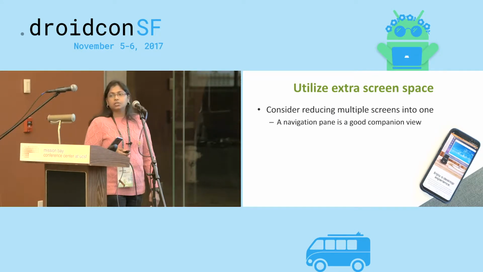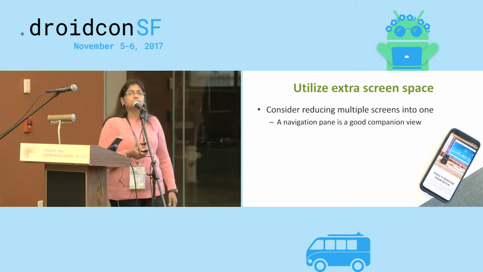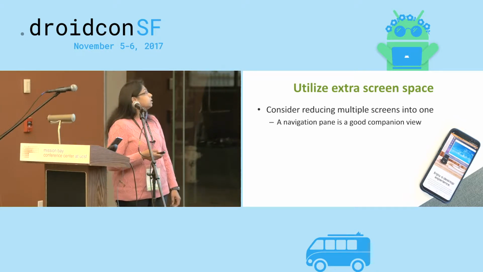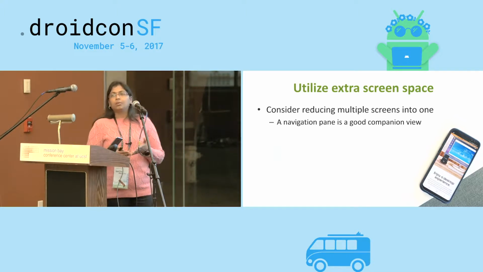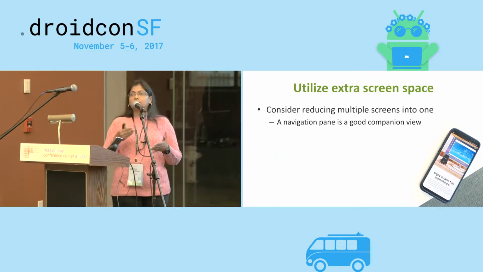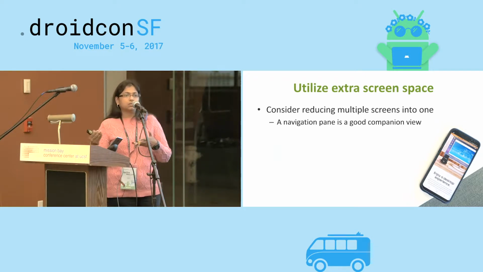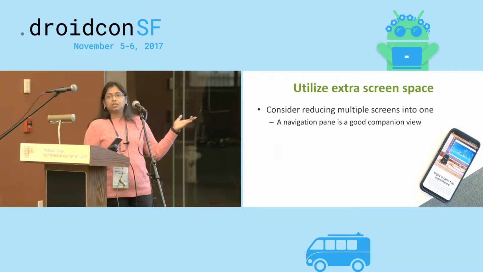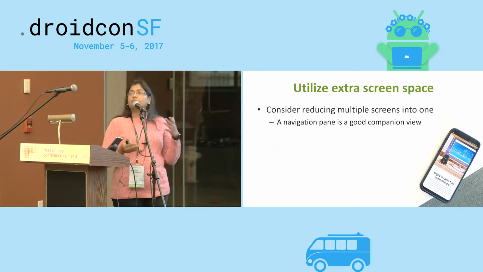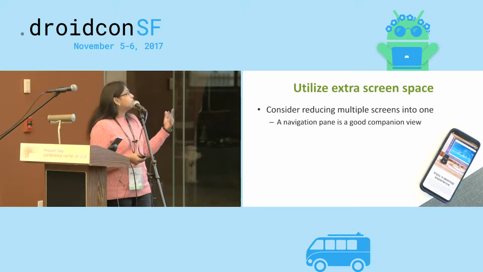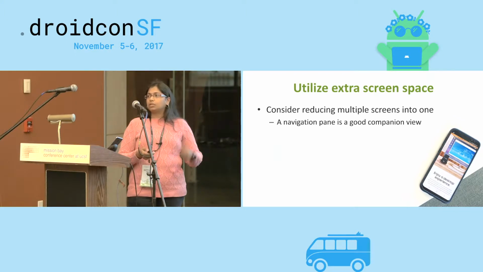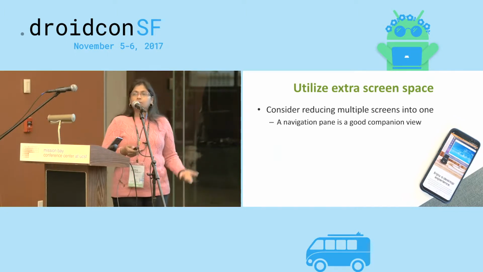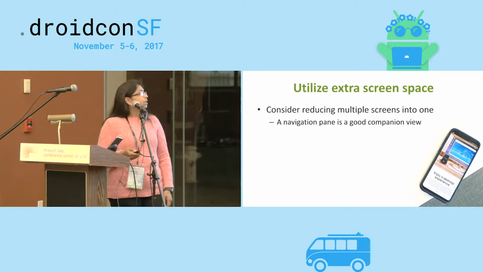Some of the suggestions we give to optimize your application for the desktop user experience is to consider reducing multiple screens into one. If it's a mobile device, you have a smaller display, then it makes sense to switch from screen to screen for better user experience. But since in the desktop mode we have a bigger screen, you can take advantage of it and try to put all the information into one screen. One good way is to use a navigation pane, just like the one that you see in the PowerPoint presentation. That is one good example of using a navigation pane.